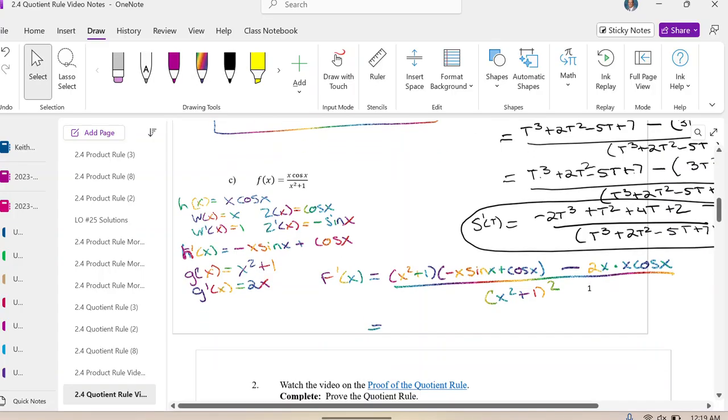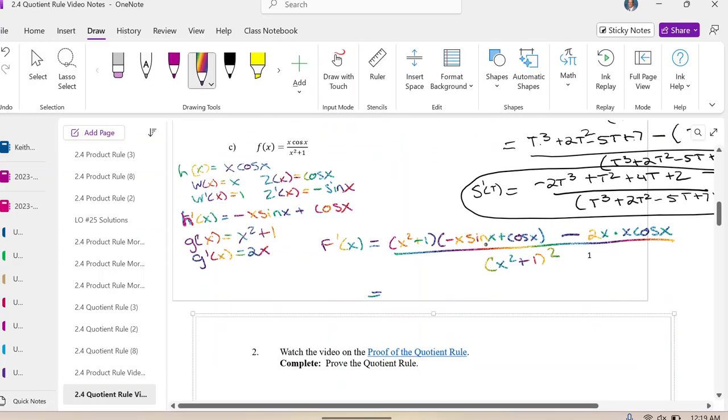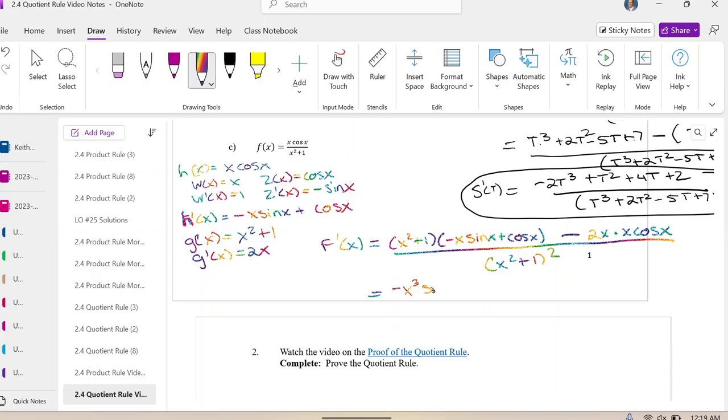So now we can simplify the numerator. When we FOIL here, we get negative x to the third sine x, and then x squared cosine x, and then minus x sine x, and then plus cosine x, minus 2x squared cosine x, all over x squared plus 1, squared.